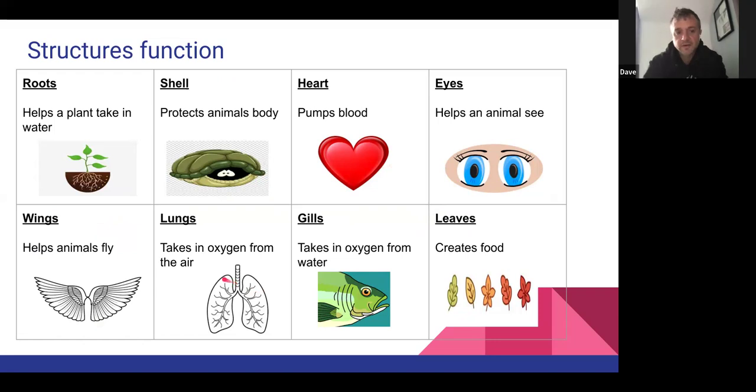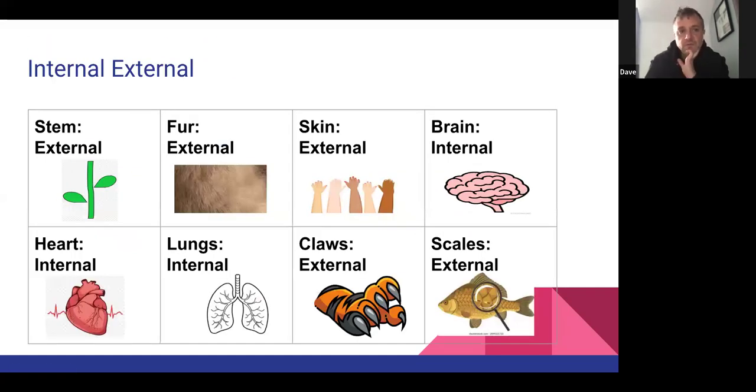Some are external, on the outside, like wings, okay? They're on the outside. So internal and external. A stem, that's this part of a plant, that is external. You can see it, it's on the outside. Fur, okay, that's a structure, it's external. If you have a dog or a cat, you pet a dog or a cat, and you can feel their fur there. Skin, okay? Skin is on the outside. It's actually an organ. So skin is on the outside.